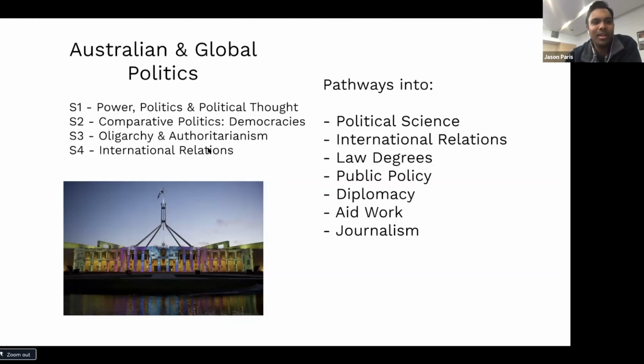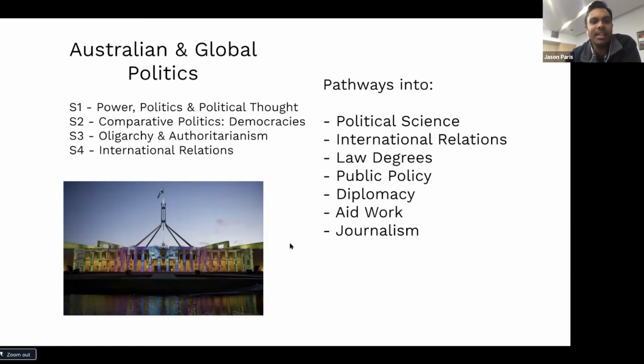In semester 3, we look at oligarchy and authoritarianism. Oligarchy is the idea of power being concentrated in the hands of a few people, and authoritarianism is the dictatorships that happen around the world. So you look at Brazil, currently run by Bolsonaro, as a good example, or Syria and Bashar al-Assad, or you could look at North Korea, China, and more becoming authoritarian in its government and moving away from the democratic leanings that it had a couple of years ago even.